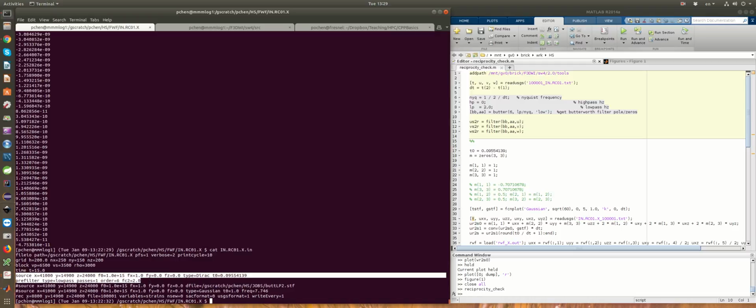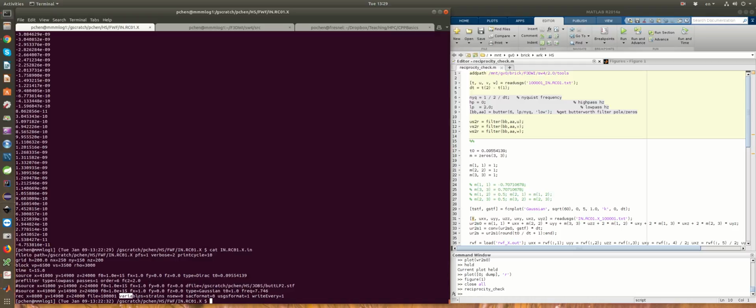And then for the receiver side, I have to record the strain. So variables equal to strains. This is indeed a strain, so it's a symmetric strain tensor. It's going to store all 6 independent components of the strain.